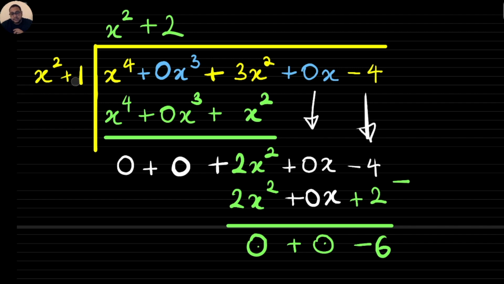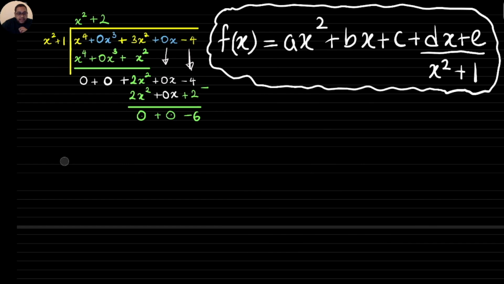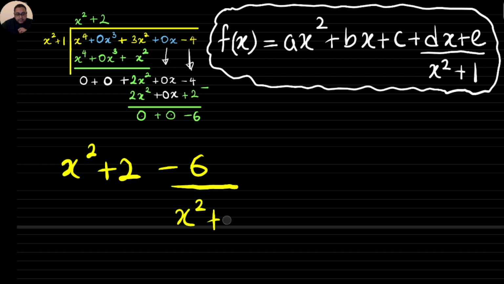Hence, we will represent our answer as required by the question. We have x squared plus 2, that is the answer on top. Then we have minus 6 over x squared plus 1. Remember, we were not able to divide negative 6 by x squared plus 1. Hence, we have to represent our answer as follows.